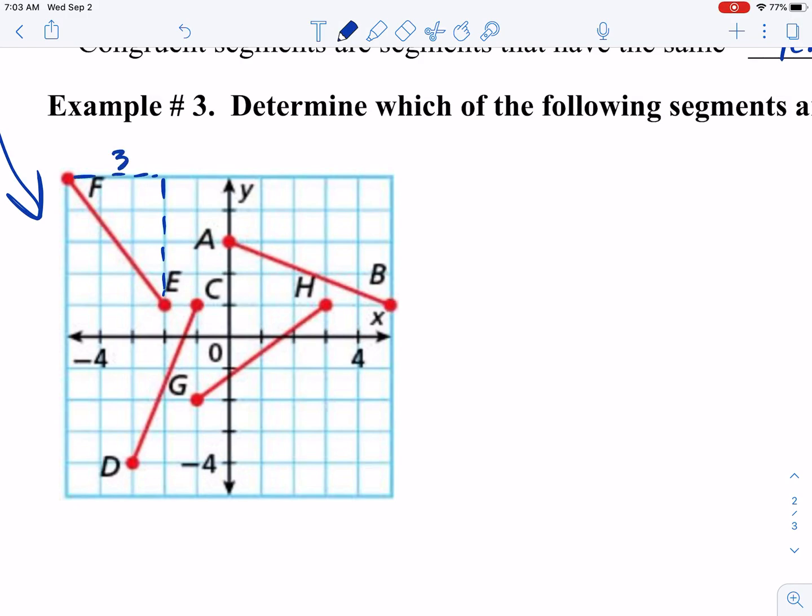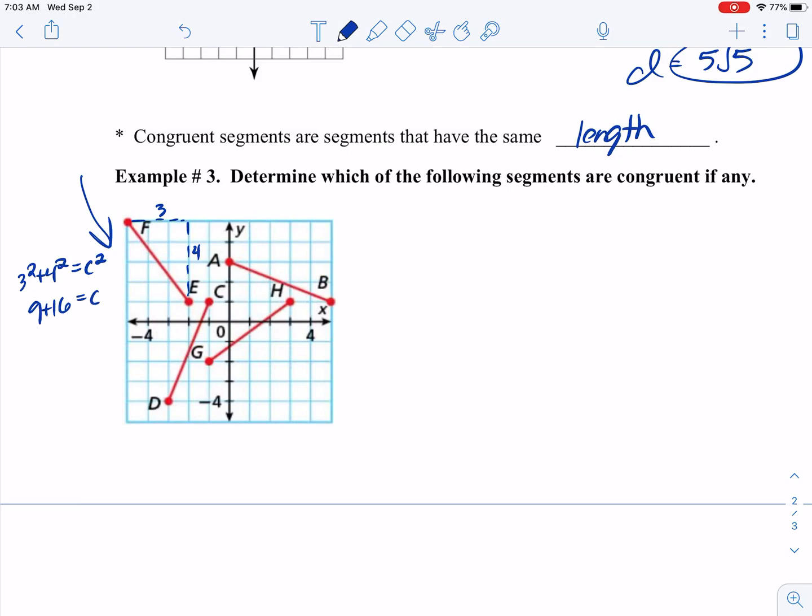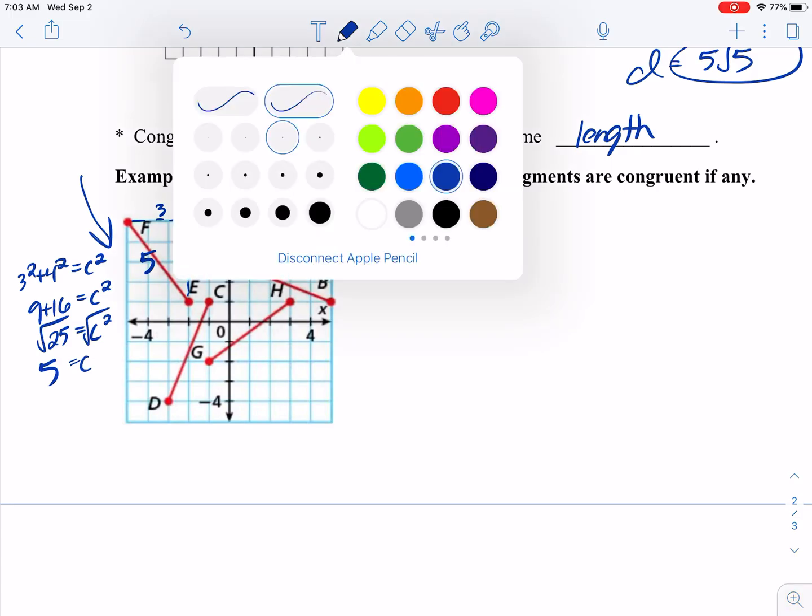So 3, 4. Go ahead and use your Pythagorean theorem off to the side. We're going to do this for each of them. We get 3 squared plus 4 squared equals c squared. So 9 plus 16. Take the square root. Square root of 25 is 5, so we have a length of 5.